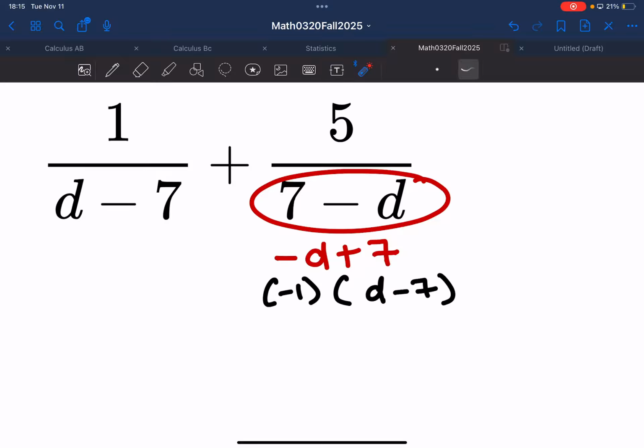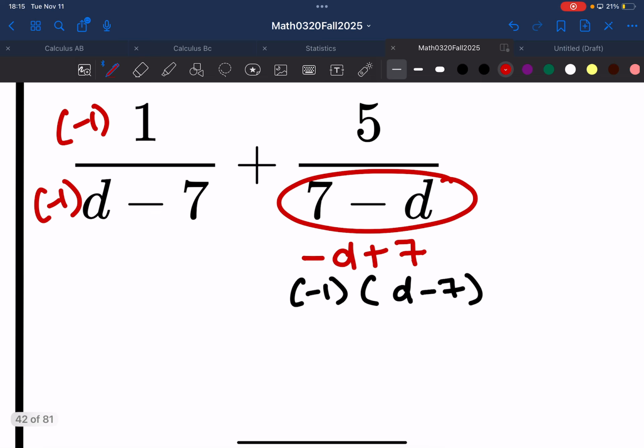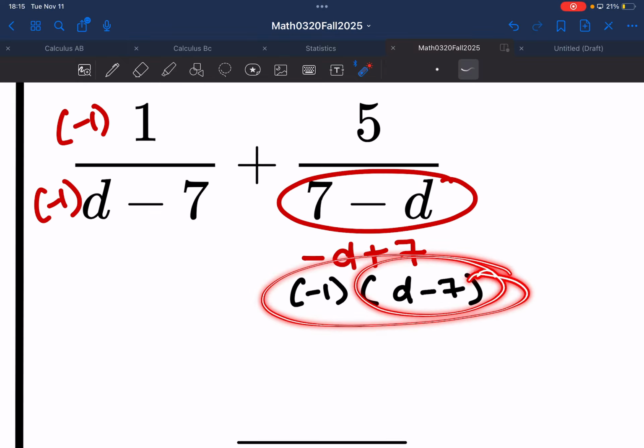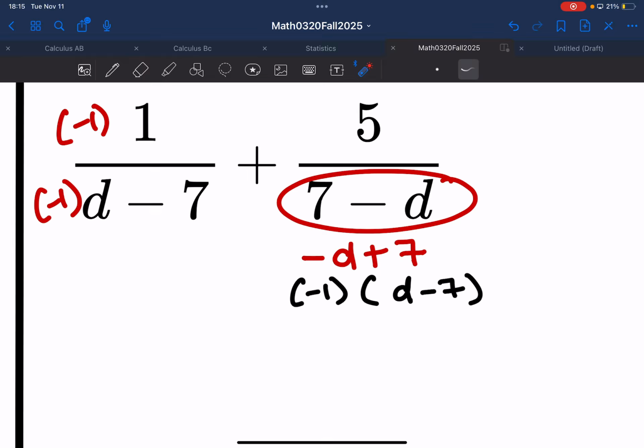That means that first fraction is missing what? That -1. So I'm going to multiply. Because when we rearranged 7 minus d, we said that's -d plus 7, which we could factor out a -1 GCF, which means we're left with d minus 7. So our common denominator is not just d minus 7, but it's d minus 7 times -1. So in order for that other fraction to match, we have to multiply the top and bottom by -1.